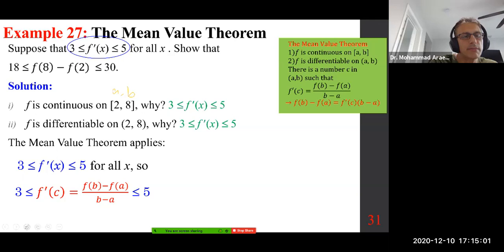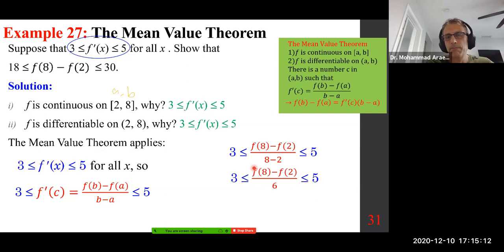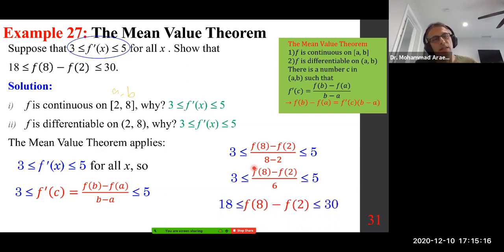And this is b. And so we are going to multiply all sides by 6, okay? And believe it or not, that's the proof. So the Rolle's theorem and the mean value theorem have been discussed here.